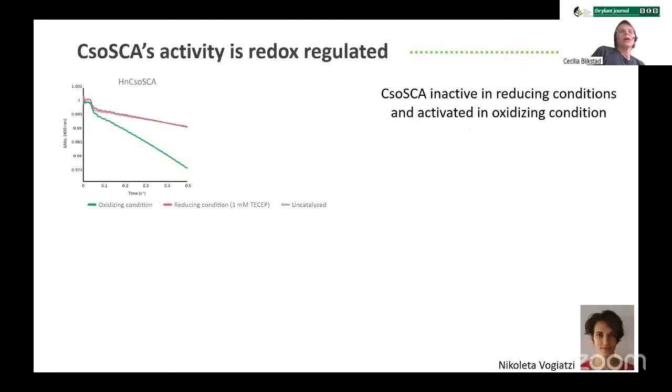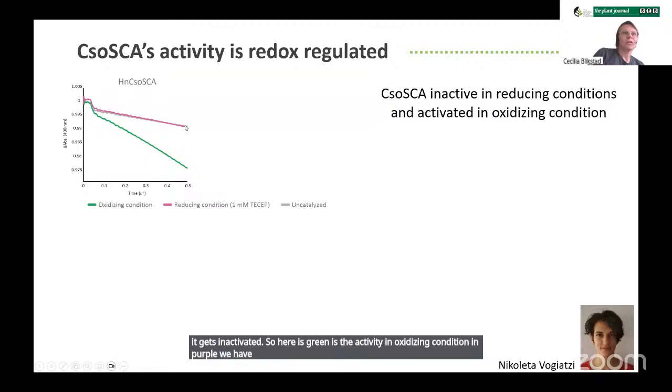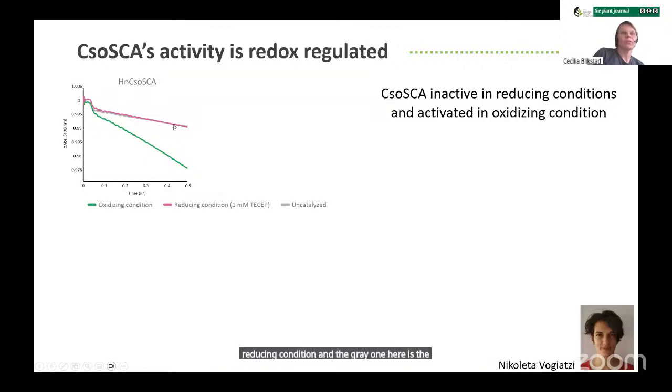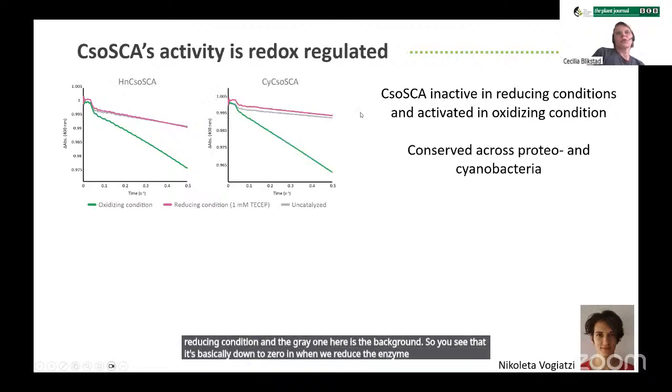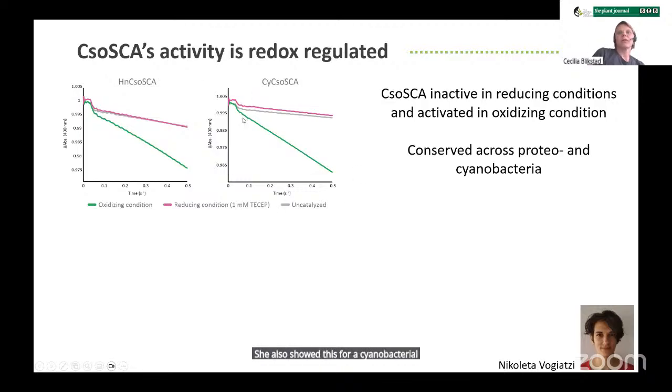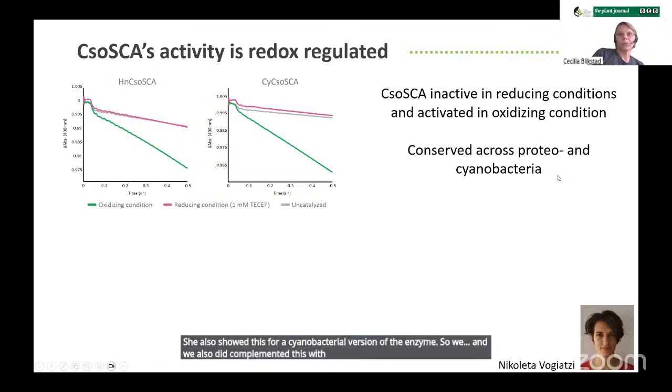Nicole was able to show that if she reduces the enzyme, it gets inactivated. Here in green is the activity in oxidizing condition. In purple, we have reducing condition, and the gray one here is the background. So you see that it's basically down to 0 when we reduce the enzyme. She also showed this for a cyanobacterial version of the enzyme. We also complemented this with bioinformatics and basically showed that this mechanism seemed conserved across proteobacteria and cyanobacteria.